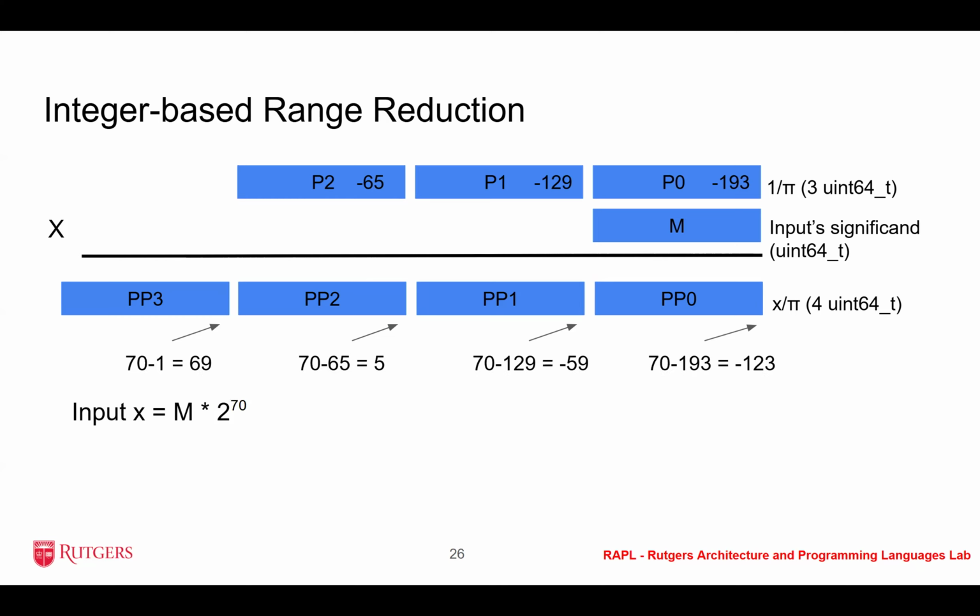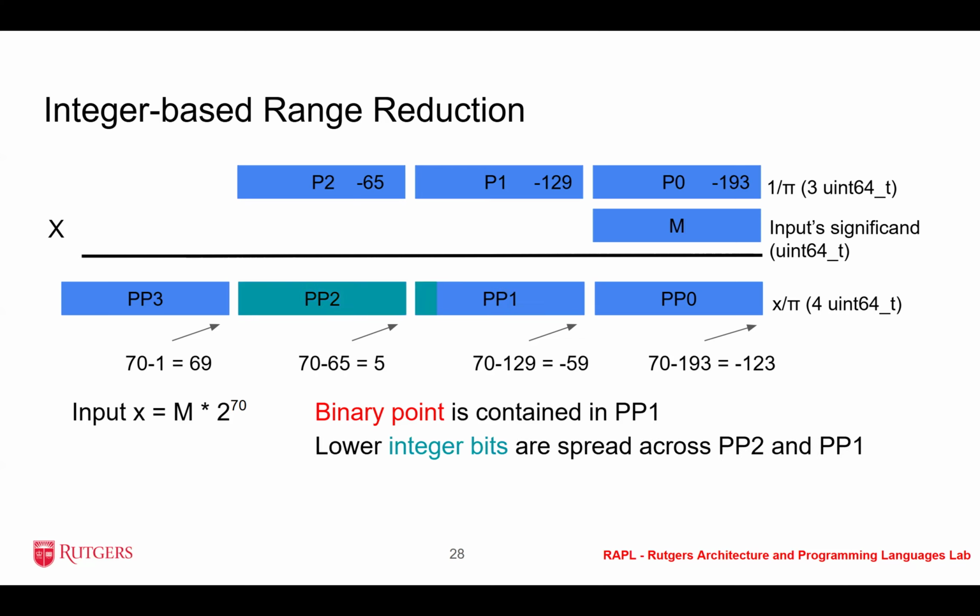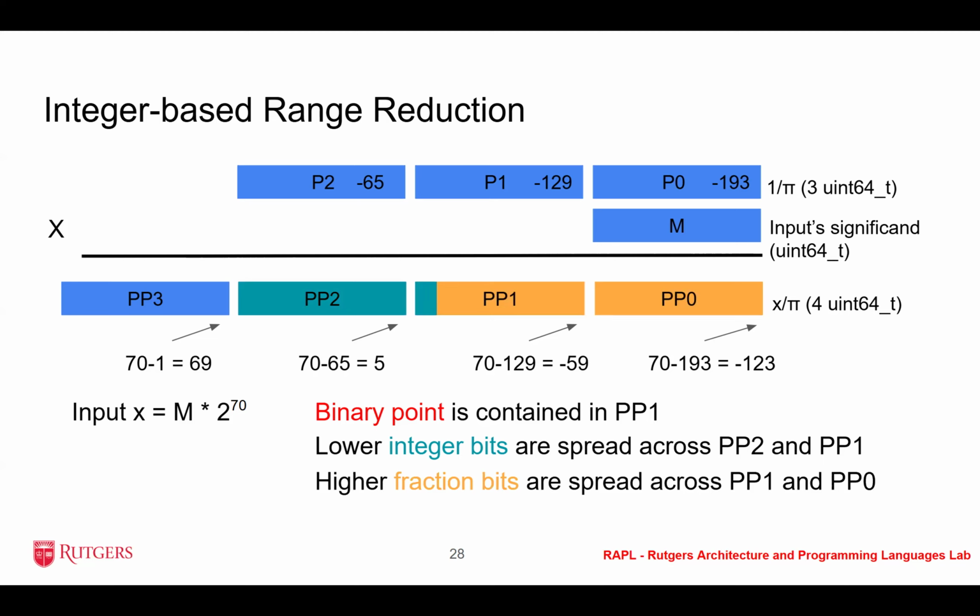Let's suppose that the input has an exponent of 70. Using what we know about the exponents associated with the different pieces in 1 over pi, we can conclude that the exponents associated with the least significant bits in the different pieces of the final product are as shown here. Using these exponent values, we are able to conclude that the binary point, which immediately follows exponent 0, is contained in the second lower order piece of the final product. Naturally, the lower order integral bits will be spread across the second and third pieces, while the fractional bits will be spread across the first and second pieces.